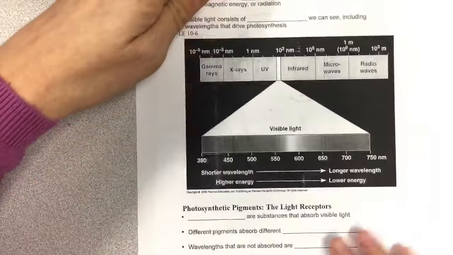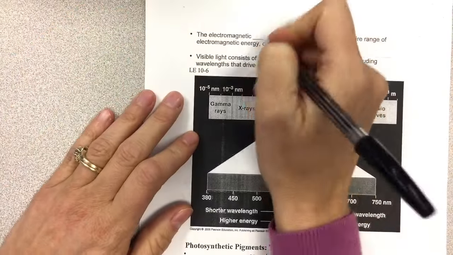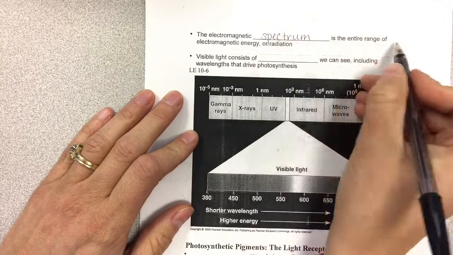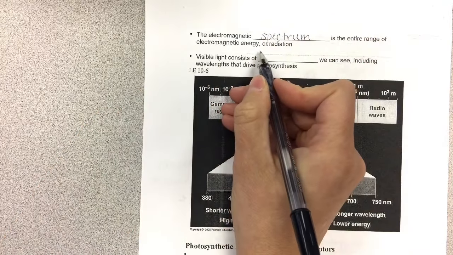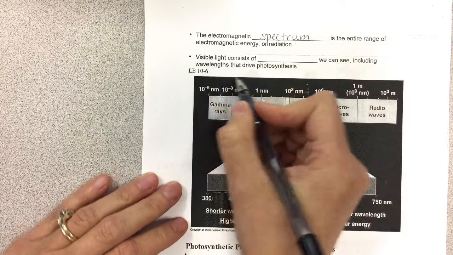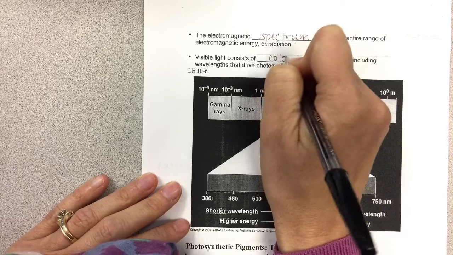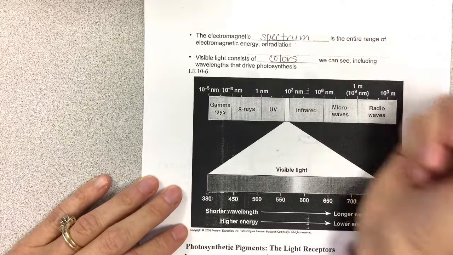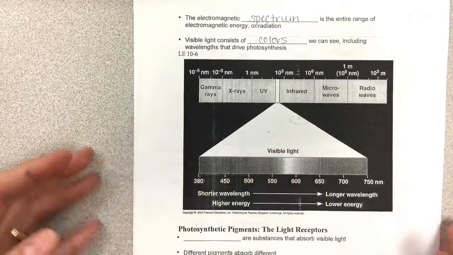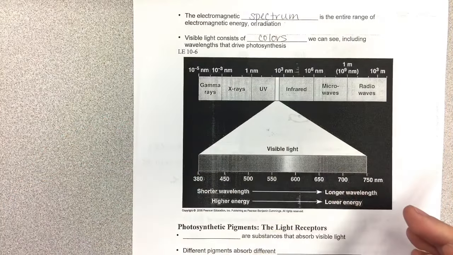So on this side here, the electromagnetic spectrum, as we call it, is the entire range of electromagnetic energy or radiation, so all the different types. Visible light consists of colors that we can see, including wavelengths that drive photosynthesis. So let's look at this here.